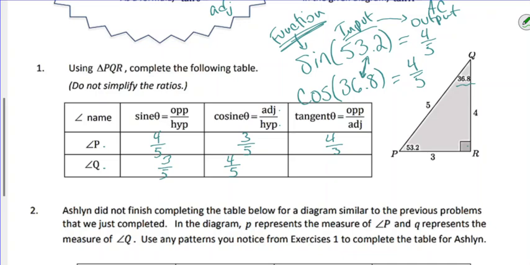Last one, we're relating the opposite side to the adjacent side, so that's 3 over 4. Which again makes sense. The relationship of these two just switches.